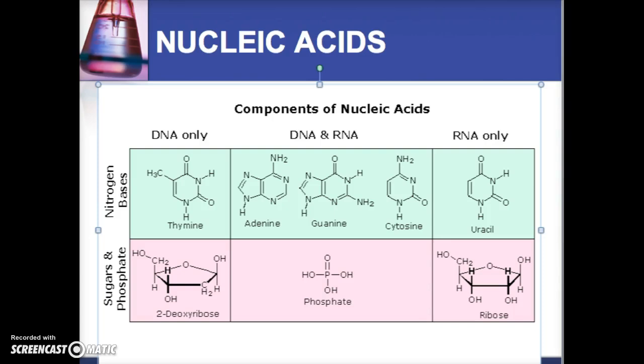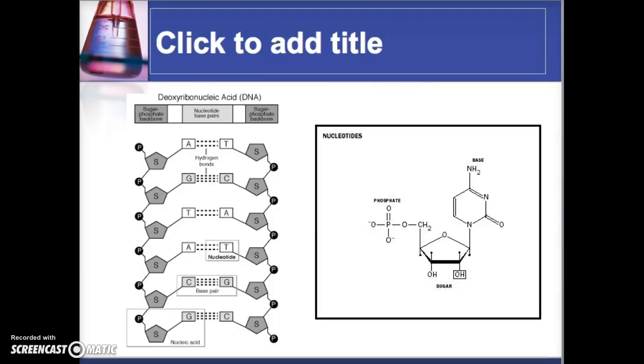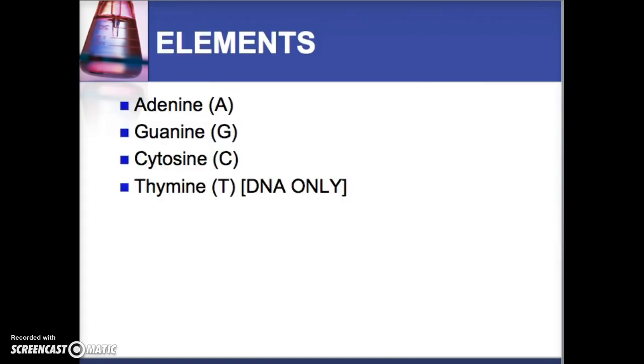Our final form of macromolecules are the nucleic acids. Nucleic acids, as you can see, are made up of carbon, hydrogen, oxygen, nitrogen, and the new one is phosphorus. They are polymers made of monomers, which are called nucleotides. As you can see, the nucleotide is on the right, and it forms, in this case, DNA on the left. There are 4 nitrogen bases that are found in nucleotides, and those 4 are adenine, guanine, cytosine, and thymine, which is only found in DNA.